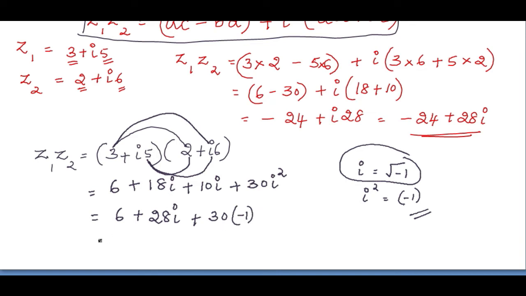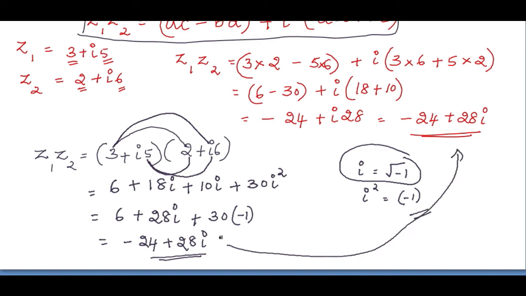So it is 6 and minus 30, which is minus 24. So the result is minus 24 plus 28i. If you check now, both the methods are giving you the same answer. Both the answers are same. So you can adopt any method which is convenient for you.